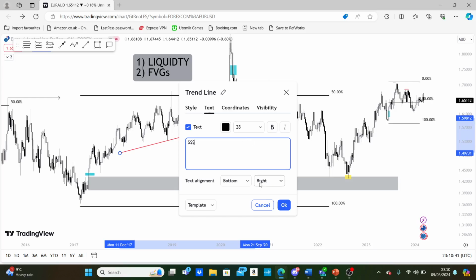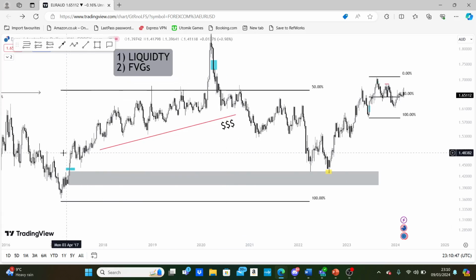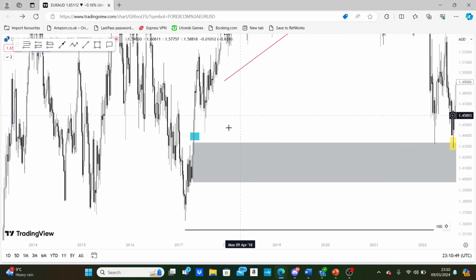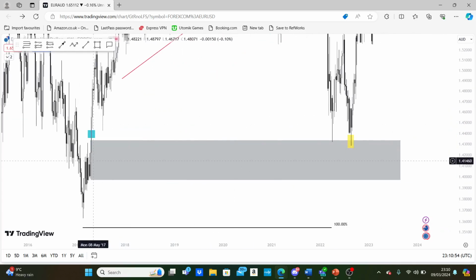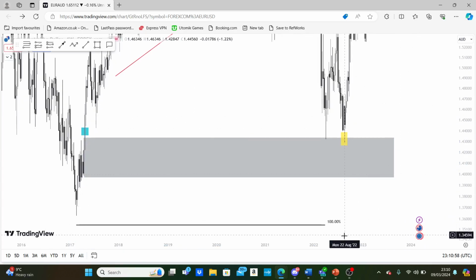This is a trend line and therefore represents sell side liquidity over here. We had a fair value gap over here, which I've represented in blue. This little blue box over here is a fair value gap, and this is the subsequent POI. So price has now tapped into this POI.